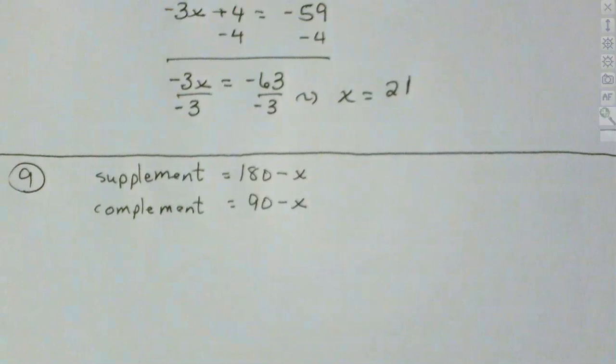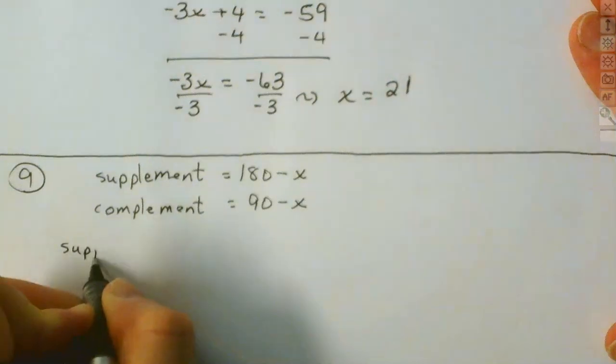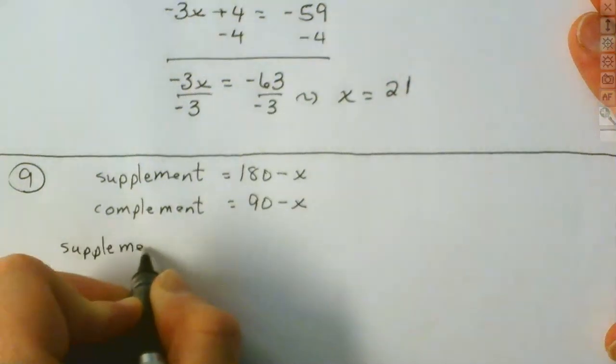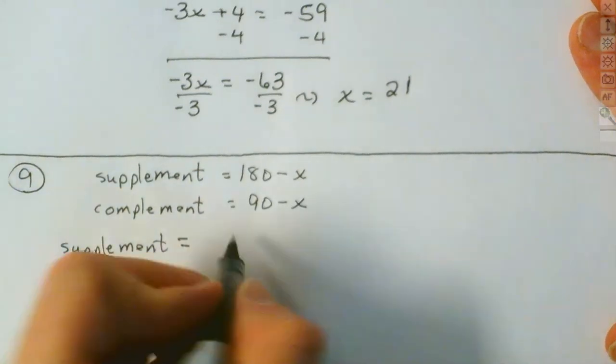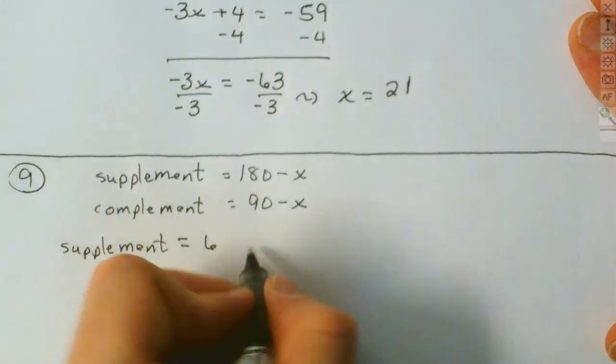Okay. Now, what are we doing on question 9? Find the measure of an angle. So what does that mean? That means we are solving for the variable x. So find the measure of an angle. That means solve for x, whose supplement is 6 times the measure of its complement. Okay, so the supplement. Now, is means equals. And what does it equal? 6 times the complement.